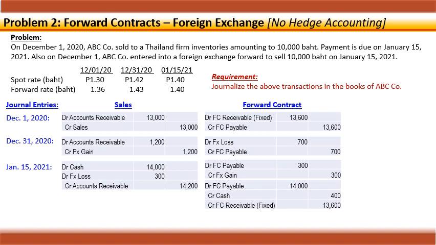Kung makikita mo nung December 31 nung nagre-measure ka, dun sa hedge item, meron kang forex gain na 1,200. Pagdating dun sa forward contract, meron kang forex loss na 700. So, your net forex gain is 500. And the same way, nung nag-remeasure ka din ng January 15.